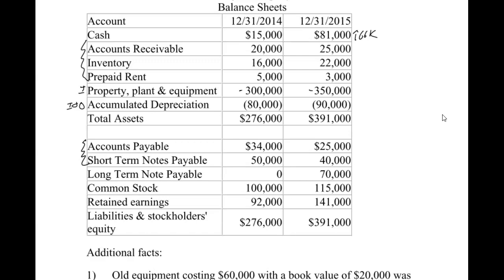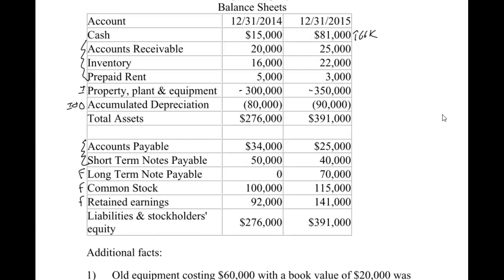Long-term note payable: this is the financing section, and we need to figure out what's going on there. Common stock and retained earnings are all financing section because they deal with our equity. We're going to try to figure out what's going on with those. Long-term note payable went up. Why did it go up 70,000?